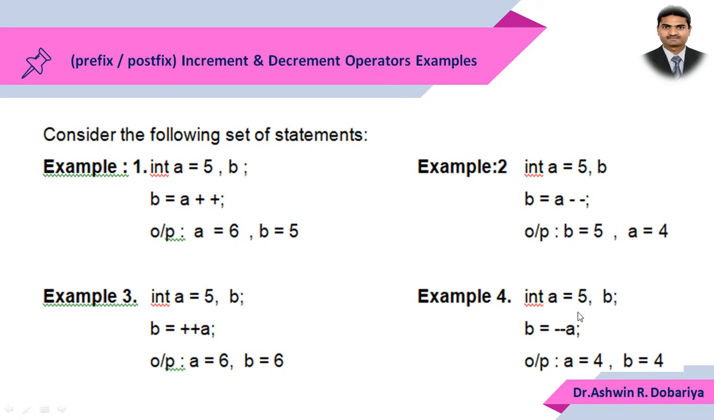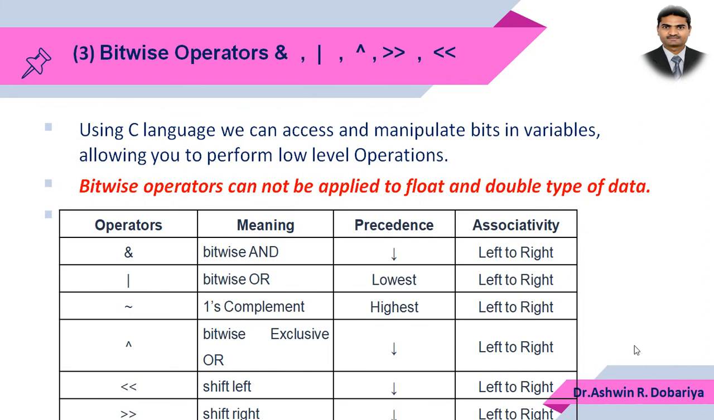Then A, pre-decrement. Pre means first decrement A. So the value of A is decremented by 1. So A becomes 4. After that it is assigned to B. It becomes 4. So this is the overall concept of prefix and postfix. Now the next is bitwise operators.